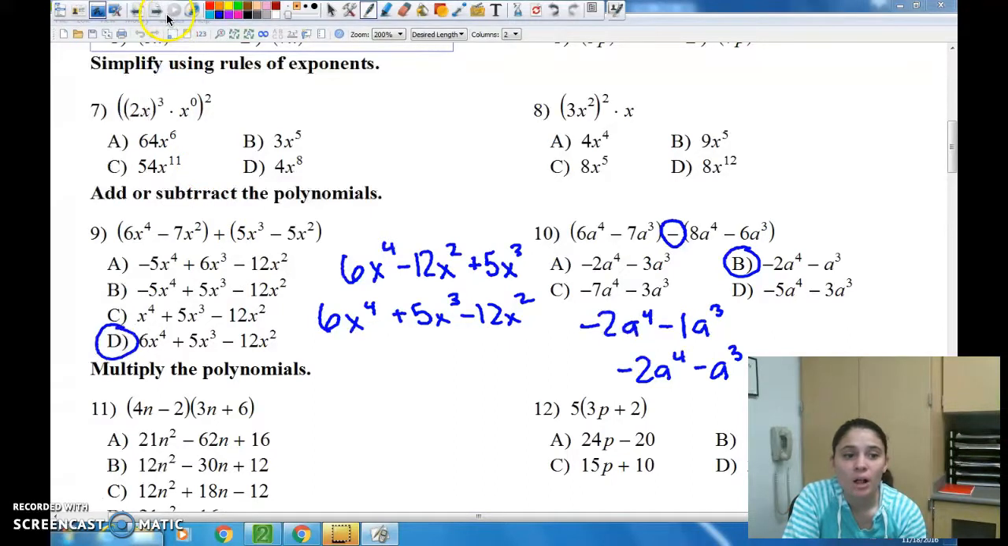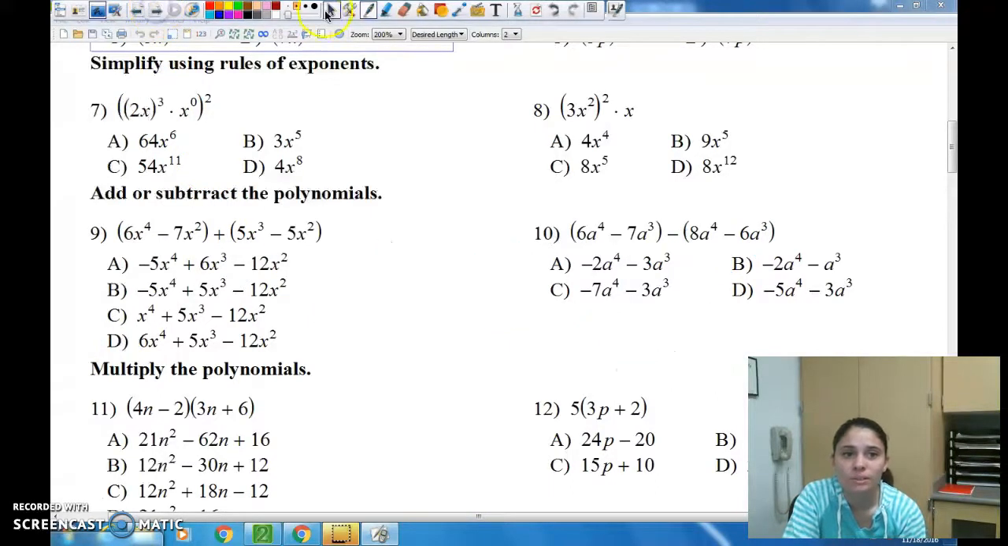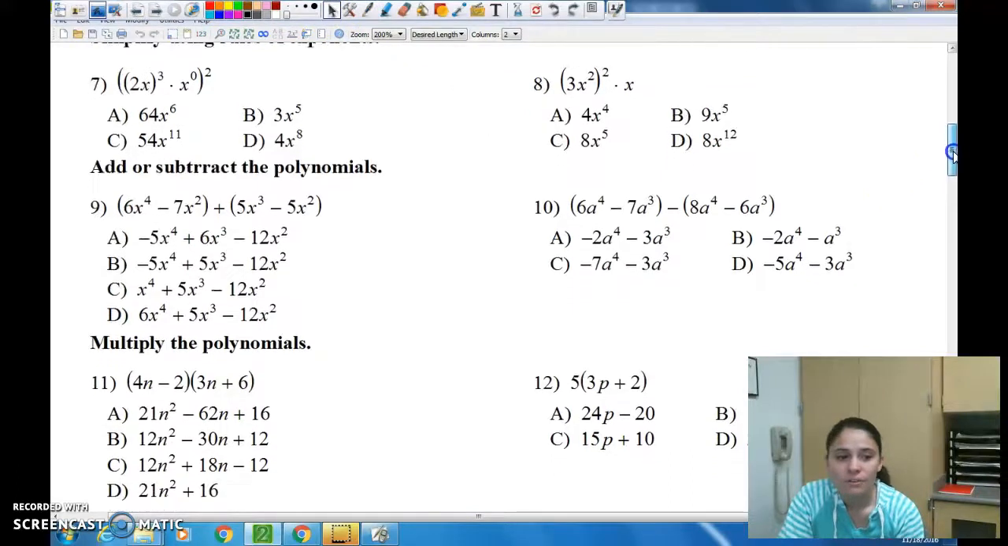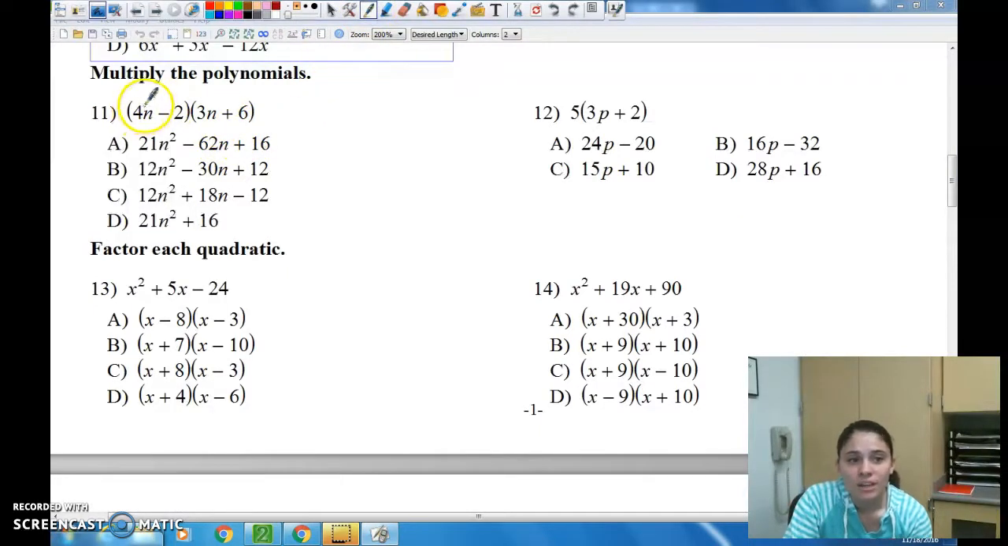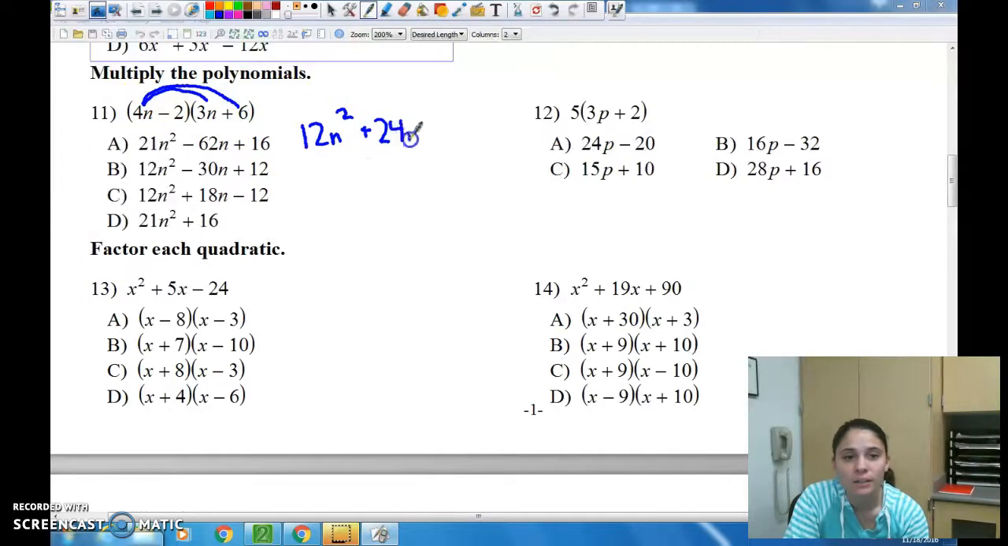Next, I'm going to multiply polynomials, and we've had a lot of practice with this because we've done it on several assignments. So if I come down to numbers 11 and 12, number 11, I need to distribute to everything. So I'm going to start with 4n times 3n, which is 12n squared. And then I have 4n times 6, which is 24n. And then negative 2 times 3n is negative 6n. And negative 2 times 6 is a negative 12.